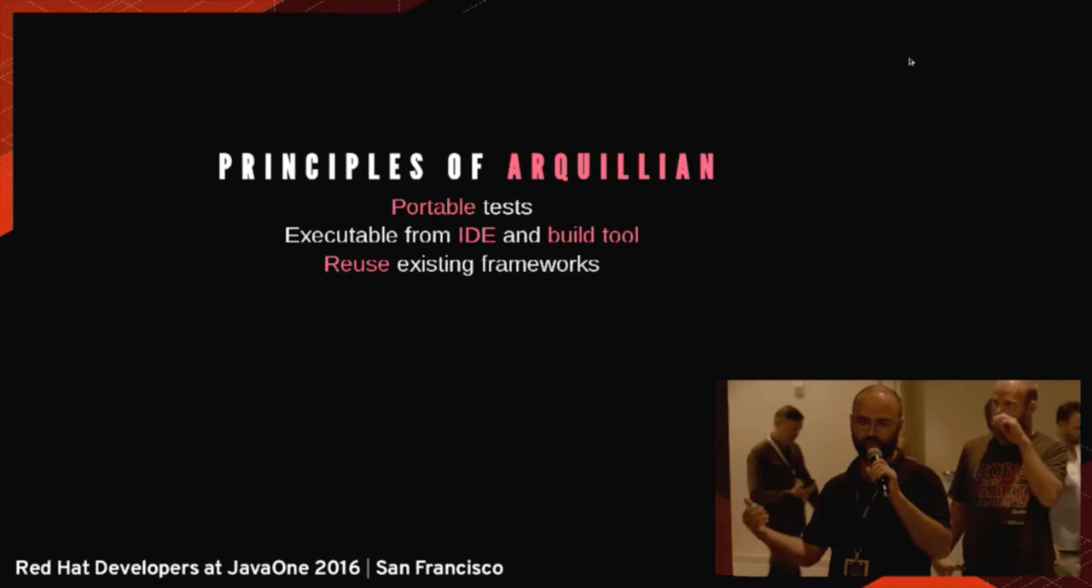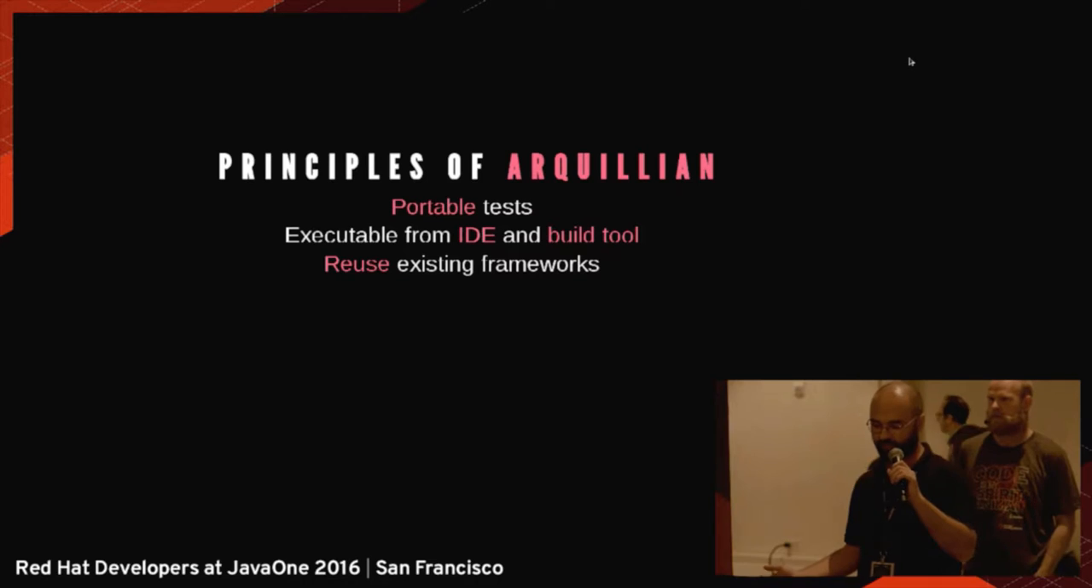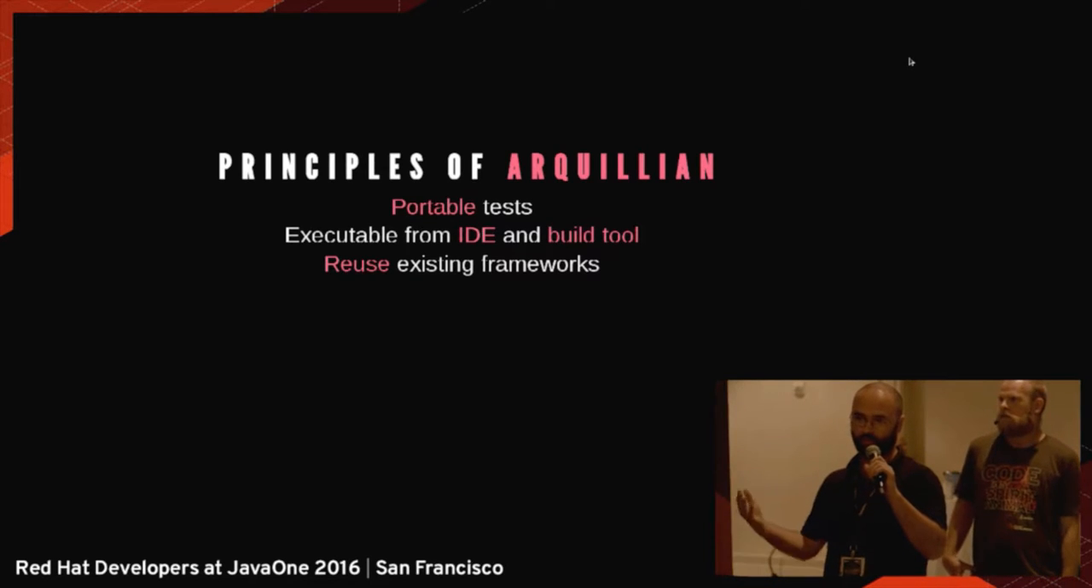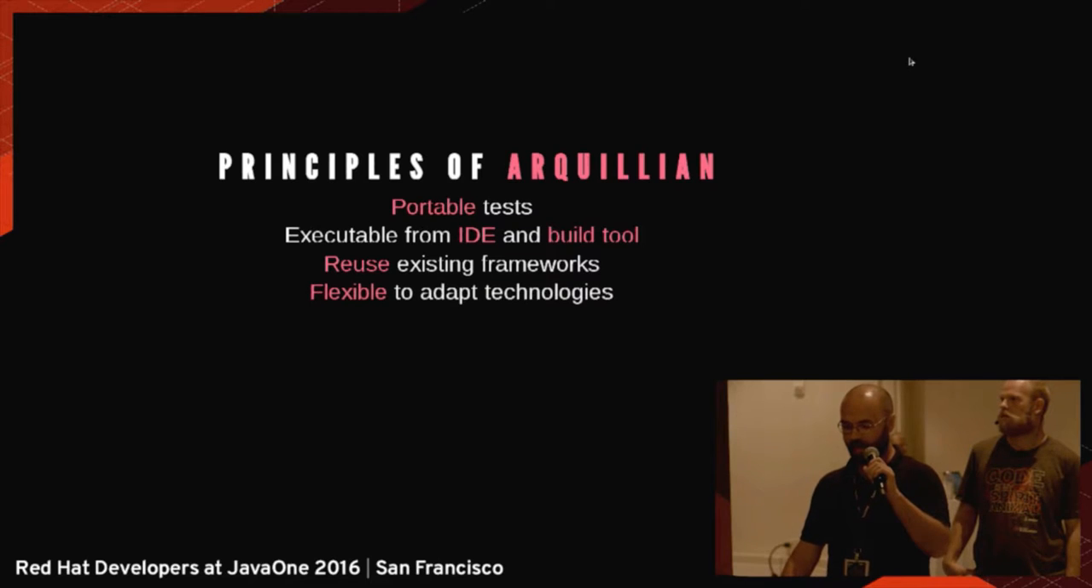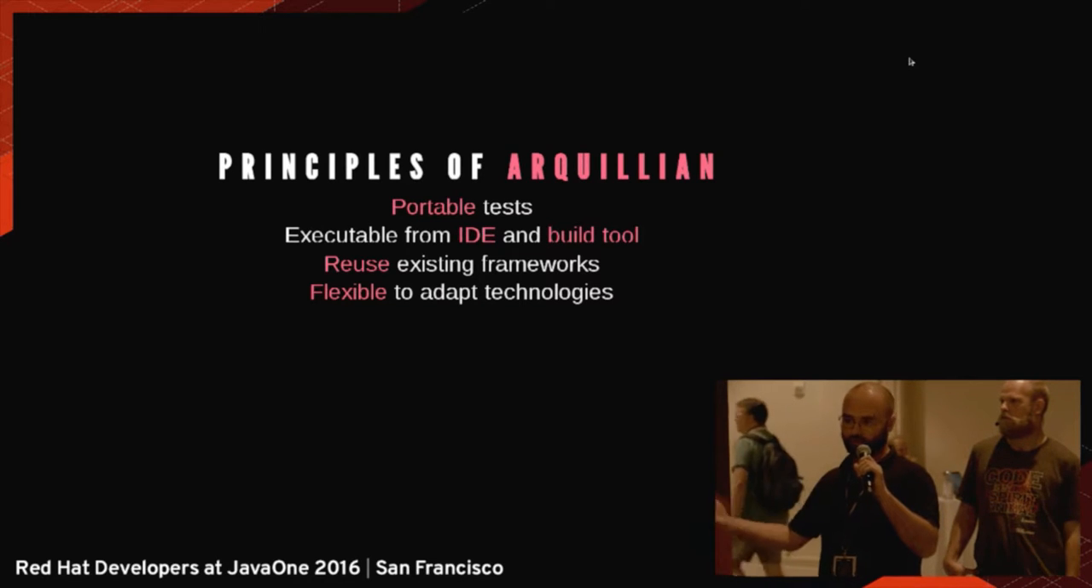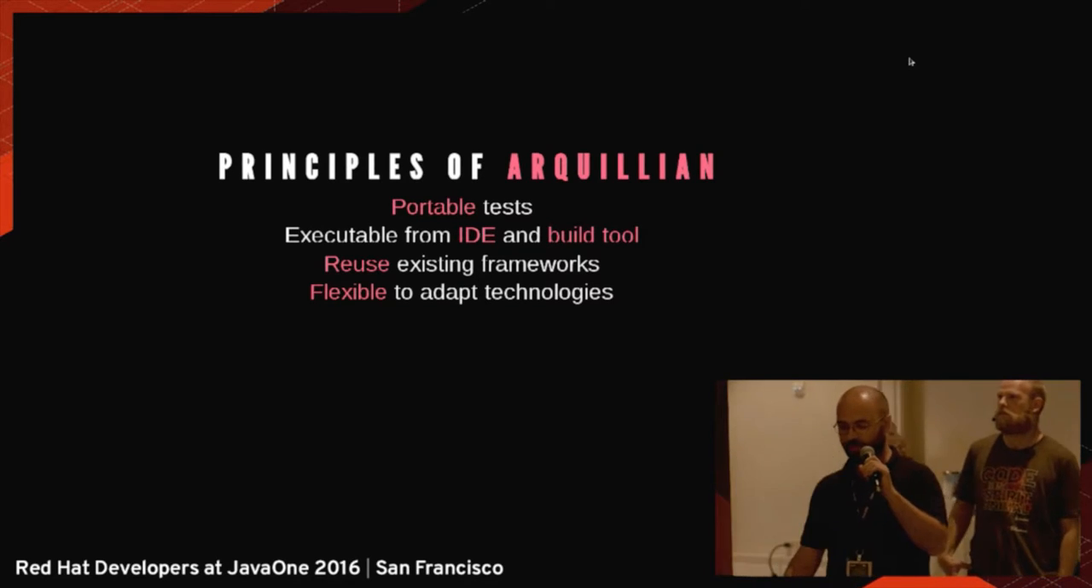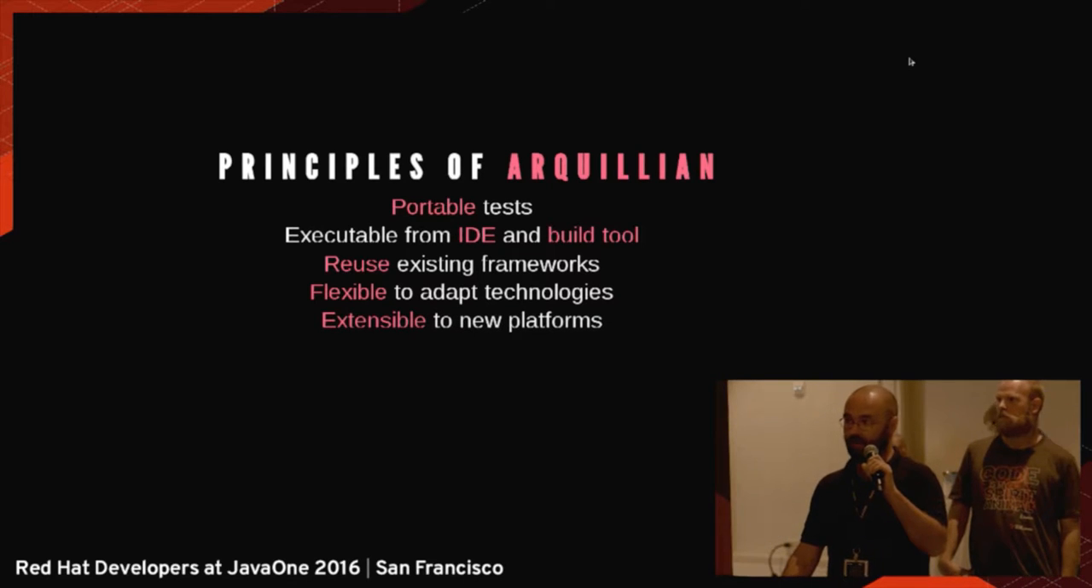We reuse best of breed tools. We have support for JUnit, TestNG, Spock, and all the cool testing frameworks, and also other complementary frameworks for integration tests and UI tests and so on. And since we cannot foresee all the new cool things which will come in the future, we built it in a way that it's super flexible to adapt. So we have a quite broad community which brings new tools, like for example the one which we're going to demonstrate in a minute, to run Docker tests. And we are extensible to new platforms. We have a very flexible SPI model, so it's fairly easy for you to bring the feature which you cannot find currently in our ecosystem and just implement a bunch of interfaces, and then you can easily leverage the Arquillian platform to run your tests.